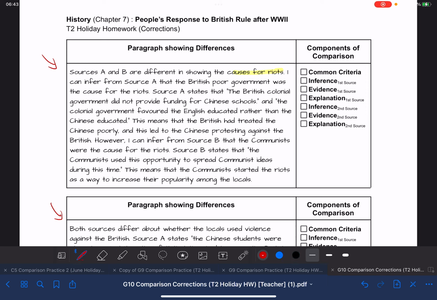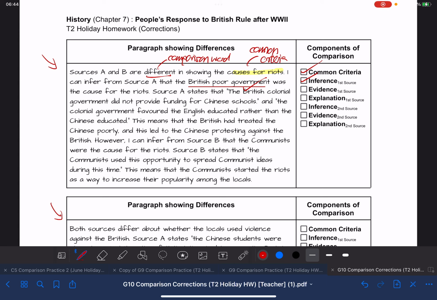Okay, good. So I'm seeing several things here. I'm seeing the comparison word. I am seeing your common criteria. Good job. I can infer from source A that the British poor government was the cause of the riots. So this is your inference from the first source.